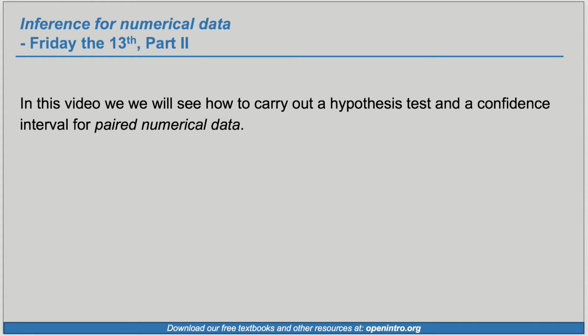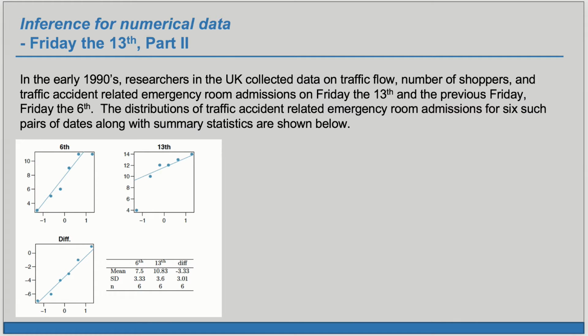In this video, we will see how to carry out a hypothesis test and a confidence interval for paired numerical data. In the early 1990s, researchers in the UK collected data on traffic flow, number of shoppers, and traffic accident-related emergency room admissions on Friday the 13th and the previous Friday the 6th. The distribution of traffic accident-related emergency room admissions for 6 such pairs of dates, along with the summary statistics, are shown below.